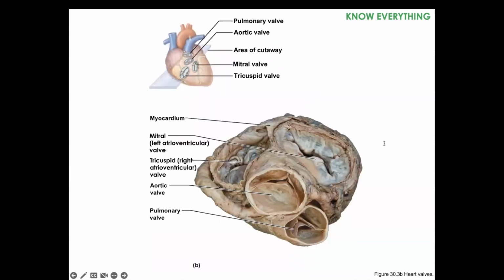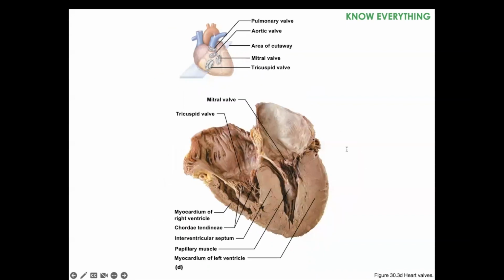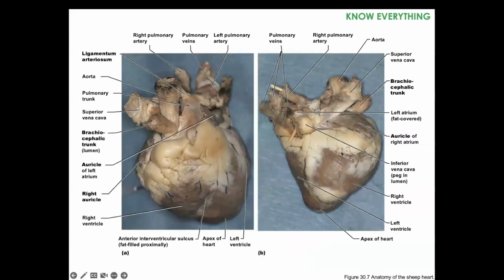And this is a cadaver of a sheep heart. The sheep heart is very similar to the human heart. And the main thing to focus on here is the different valves and how they look. And here is another cadaver of a sheep heart showing the inside of the chambers and the structures within them. And here is just another image of the sheep heart.